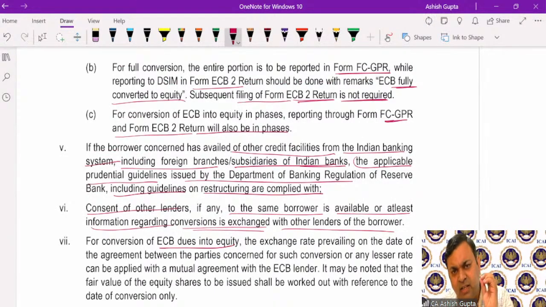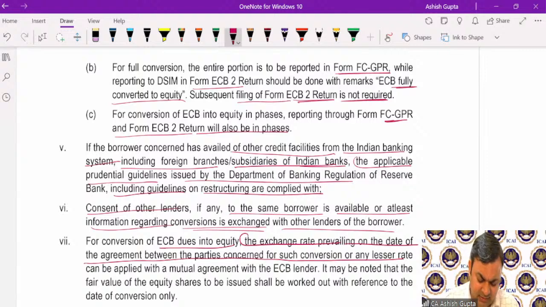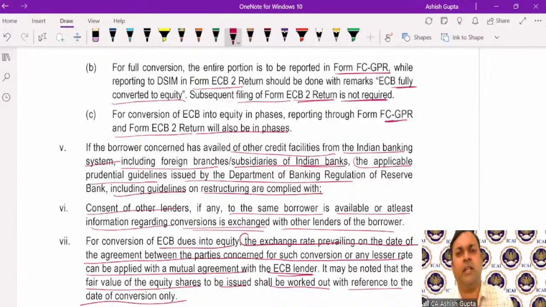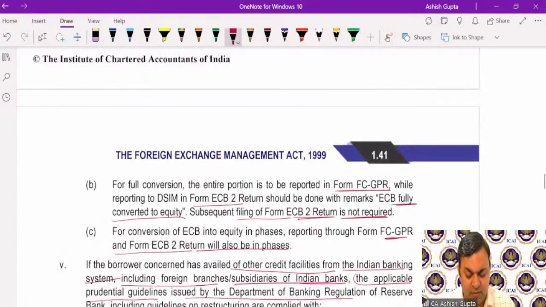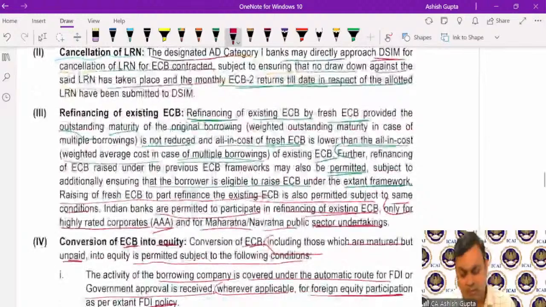You need to provide the information with respect to conversion, whether it's a full conversion or partial conversion. The exchange rate prevailing on the date of the agreement between the parties concerned for such conversion, or any lesser rate, can be applied with mutual agreement with the ECB lender, right? It may be noted that the fair value of equity shares to be issued shall be worked out with reference to the date of conversion only, right? So this is the point which we need to take care of. So with this, we completed the conversion of ECB into equity part also.